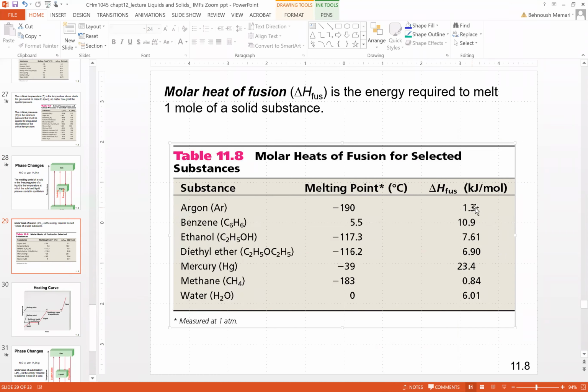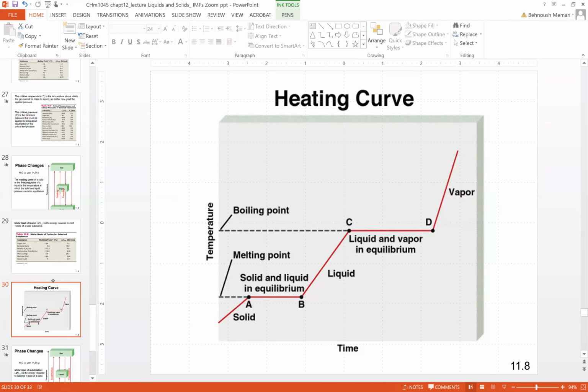Delta H of fusion is the amount of energy needed to melt 1 mole of substance. So this is the amount of energy that you have to apply to change solid to liquid, but at its melting point. There is no change in temperature. It's just changing phase. We do have a next diagram called a heating curve that shows the phase changes. Let's say we're talking about water, okay?